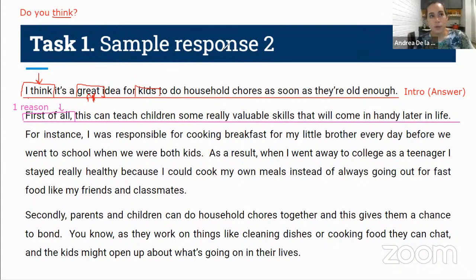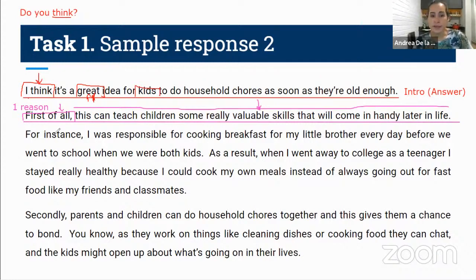Because he's not like, first of all, I think, or I would say that this could teach children valuable skills or some skills, right? He's not doubting himself. He's going directly. This can definitely teach children some really valuable skills that will for sure come in handy later in life. So he is stating almost like a fact, right? He is sounding really sure about what he's saying, about his reason. And this is one reason why he feels this way, right? Why he thinks that it's a good idea. It's just one sentence. What do we have later?